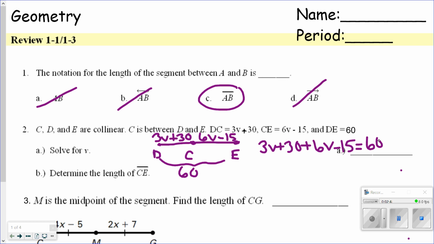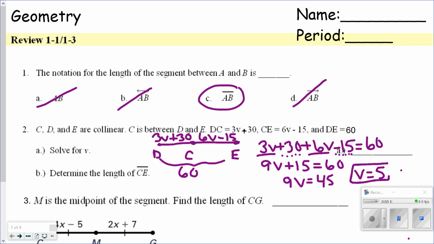All right, so let's combine our like terms. 3V and 6V is 9V. 30 minus 15 is going to be a positive 15. That's equal to 60. Subtract 15 from each side. I then have 9V is equal to 45. So that means then V is equal to 5.